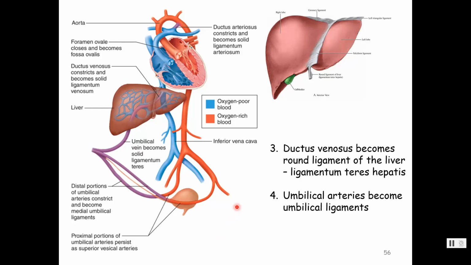It's going to become the round ligament of the liver, the ligamentum teres hepatis. And then after birth, those umbilical arteries also become ligaments, umbilical ligaments, because they're no longer needed. And the belly button is basically a scar from where the umbilical cord was.